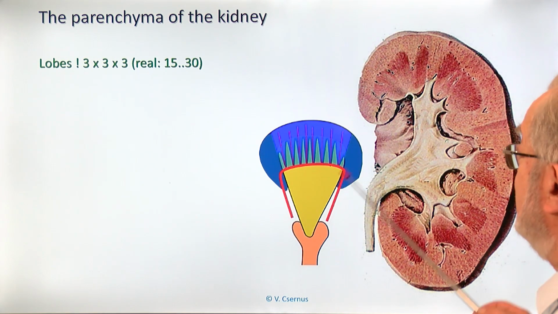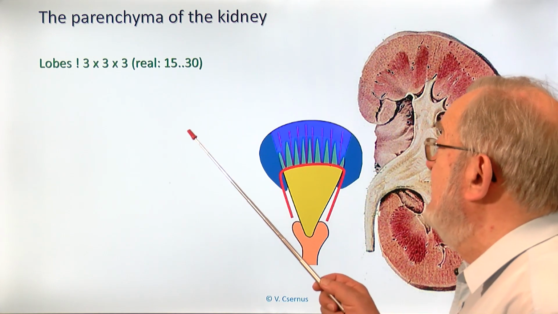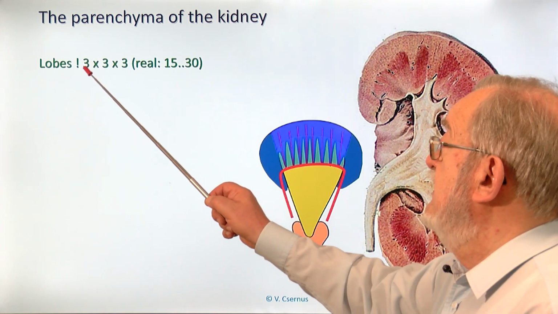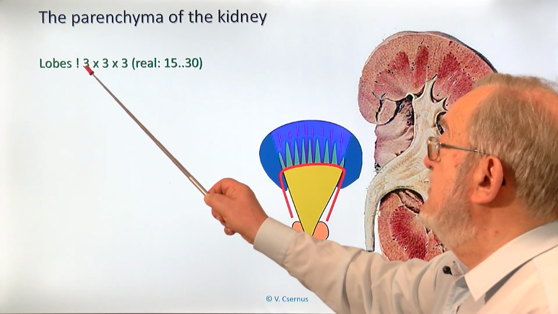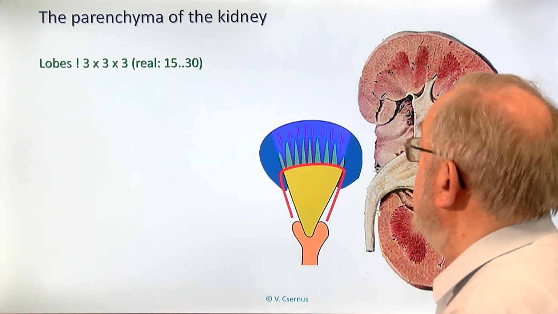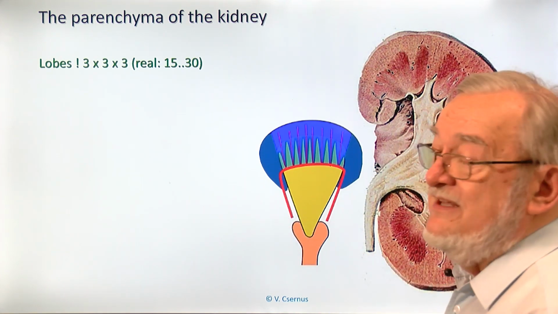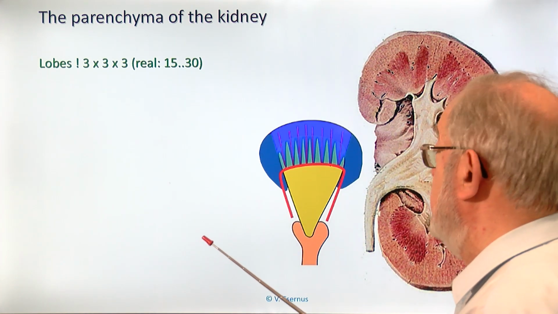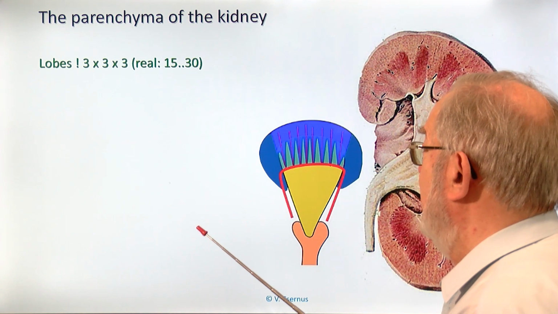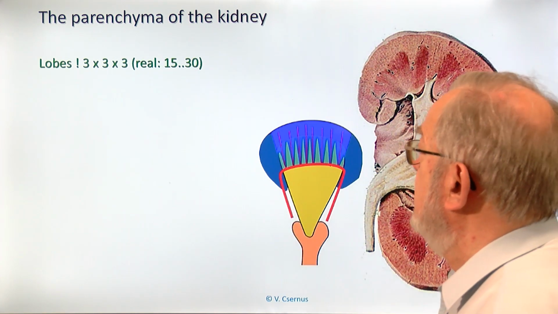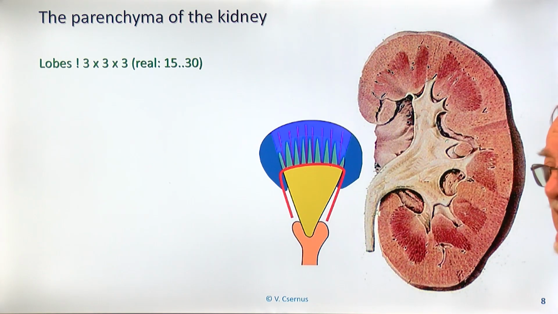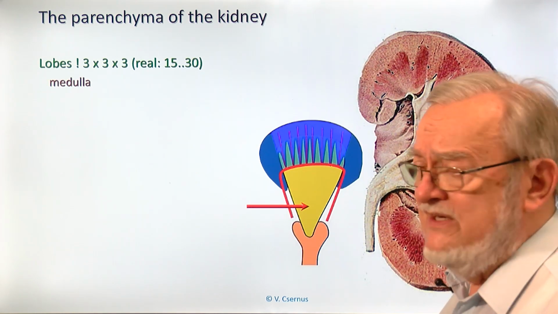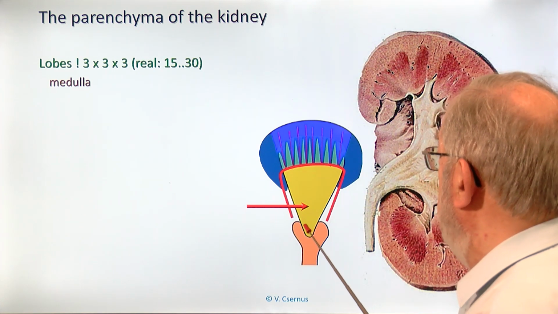Into each lesser calyx, usually 3 lobes open. So this makes 3 times 3 times 3: major calyx, lesser calyx, and lobes. It means theoretically 27 lobes. This is also variable in real life, and can be anything between 15 and 30 in a particular individual. It has no practical significance how many we have.